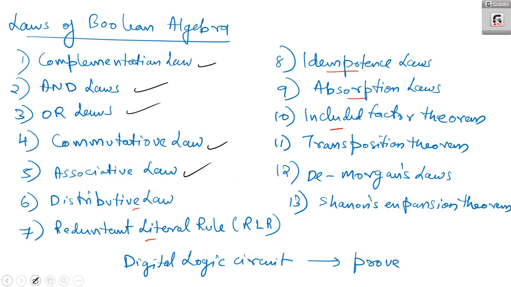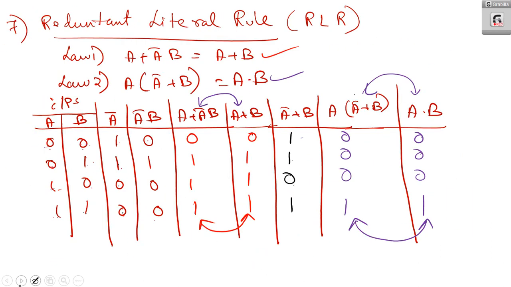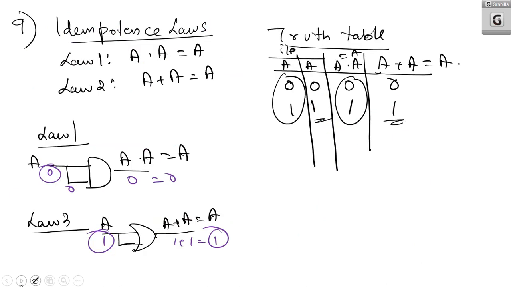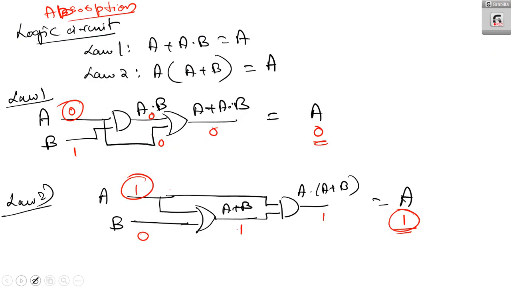We have dealt with the redundant literal rule. We have dealt with the distributive law. This is the 8th one, idempotence laws, and the 9th one, absorption laws. We have dealt with absorption laws.